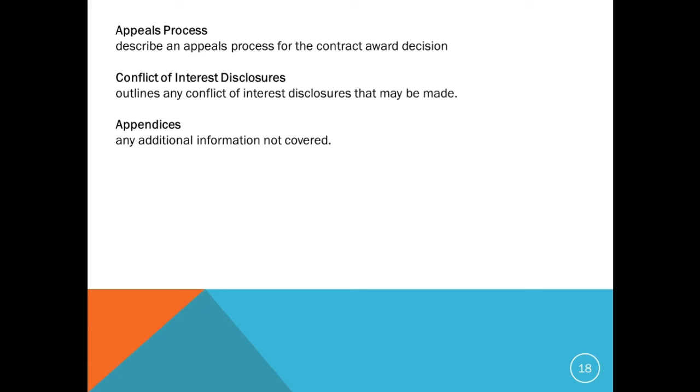Then the next is conflict of interest disclosure. This section outlines any conflict of interest disclosure that may be there or possible. This is again used in public sector organizations, and it usually specifies what disclosures the owners of a bidder must make.